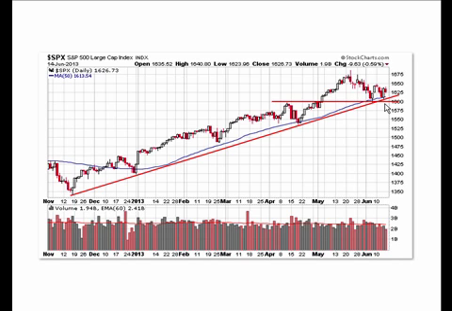If 1600 gets taken out, a lot of people are going to jump on the bears' bandwagon. A lot of bulls are going to say, that's it, a downtrend is underway, I'm going to get out of here. A lot of bears are going to add to their shorts. But I want to throw one more chart out there just for your consideration.